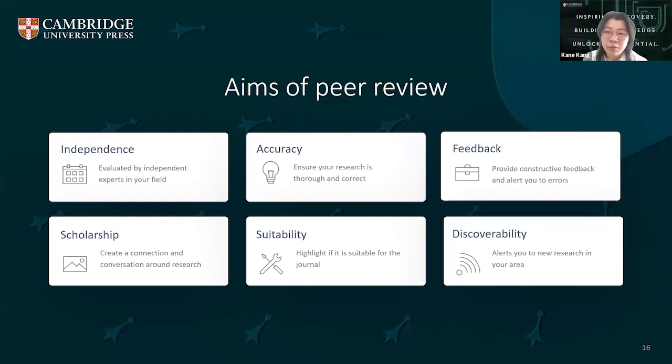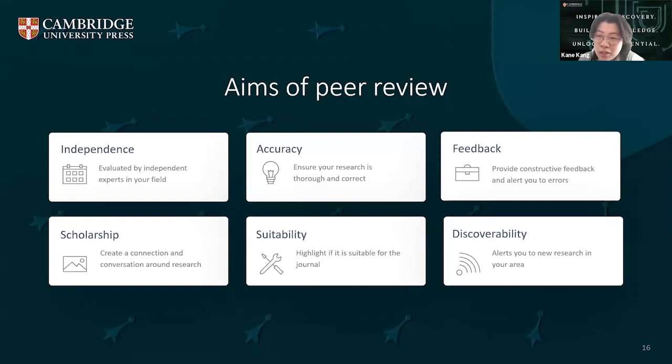Aims of peer review. Peer review allows your research to be evaluated and commented upon by independent experts, who are your peers. They work in the same academic field as you, and its aims are to ensure that your article is sound and accurate, and to give you detailed and constructive feedback on your work from experts in the field. It can also alert you to any errors or gaps in the literature you may have overlooked.